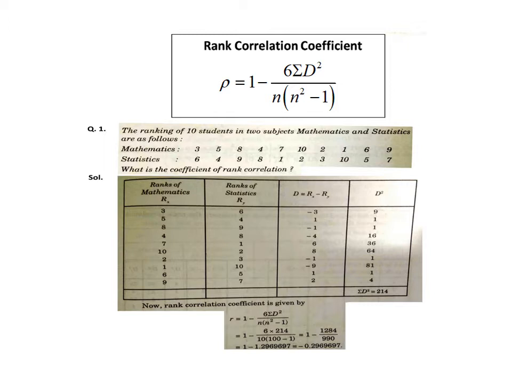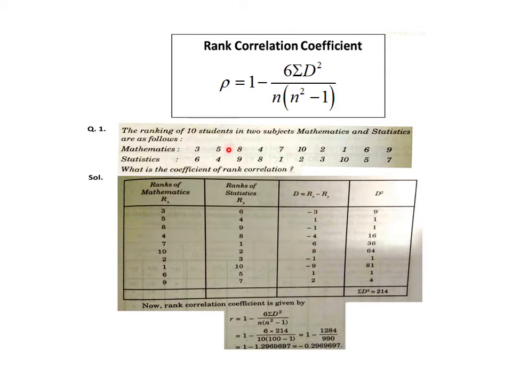How? Say here in this problem, which we will discuss after this comparison. In mathematics, 10 students are ranked: third ranked student, then 5th, 8th, 4th, etc. And in statistics, the same 10 students are ranked. If you see, the student who has rank 1 in mathematics has a very poor rank, 10th, in statistics, and the student having rank 1st in statistics is 7th ranked in mathematics.